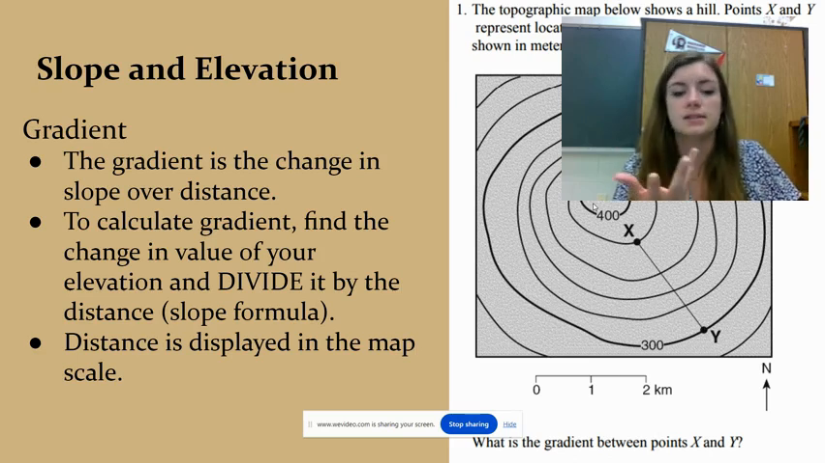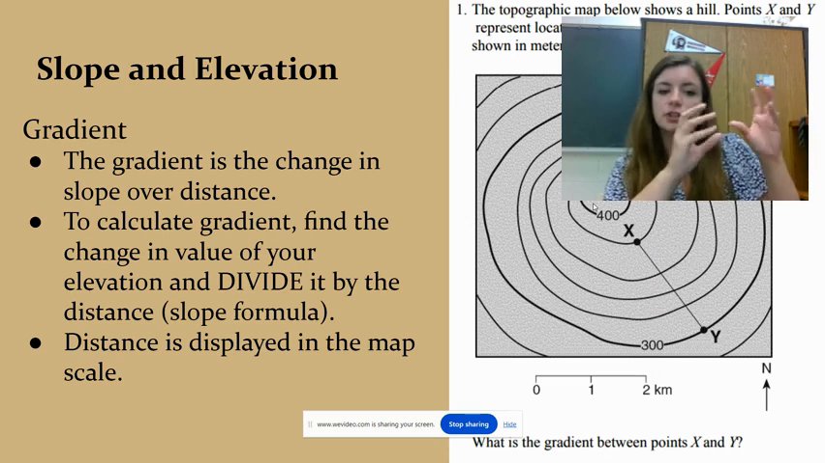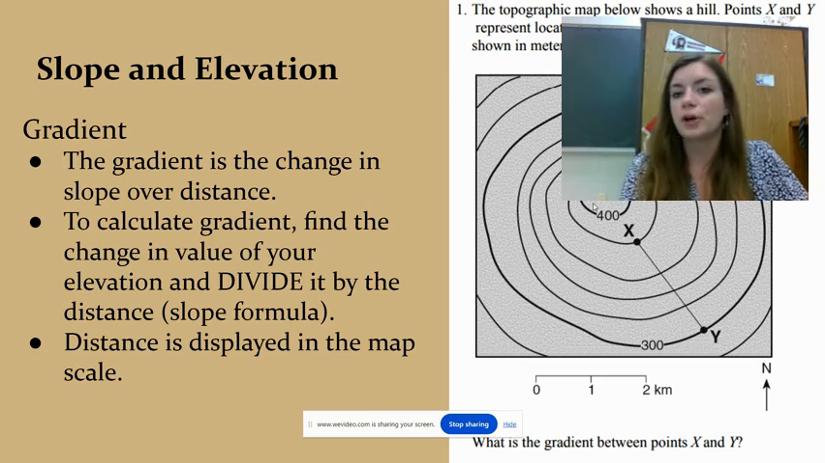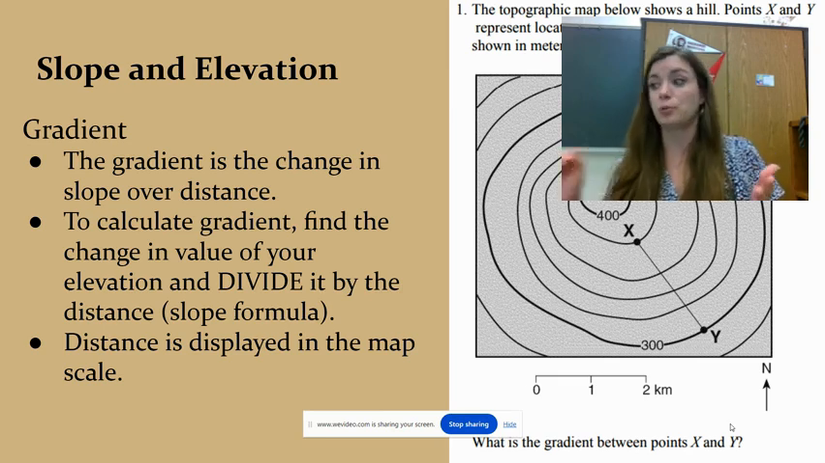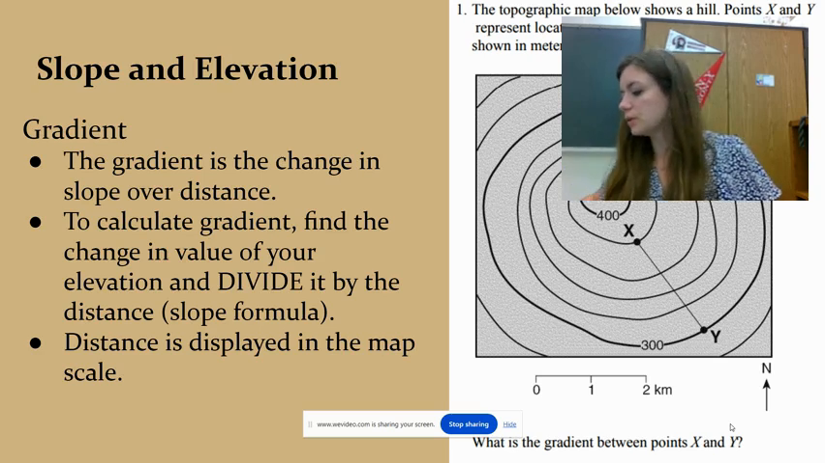So gradient is slope. It's the change in elevation over that distance. To calculate the gradient, you're going to find the change in value of your elevation, so how elevation changes from one point to another, and then divide it by that distance. How are you going to determine the distance? You're going to use the map scale on the very bottom, but it actually involves a physical piece of paper, which I will grab. Let me grab a sticky note.